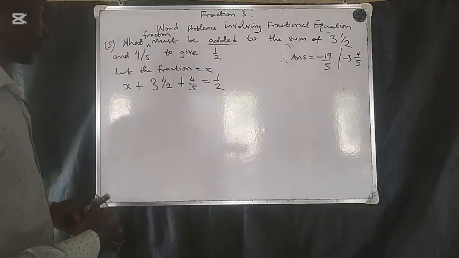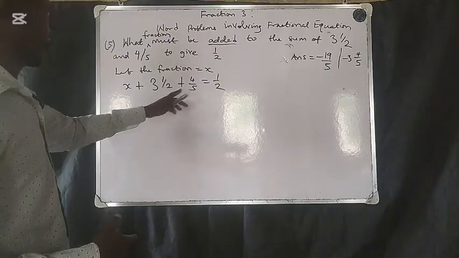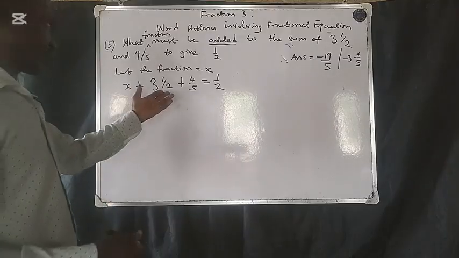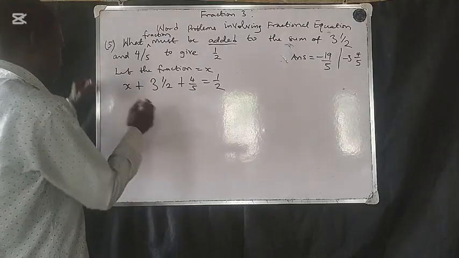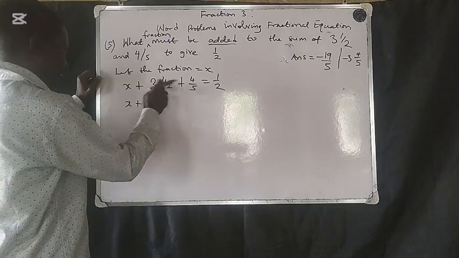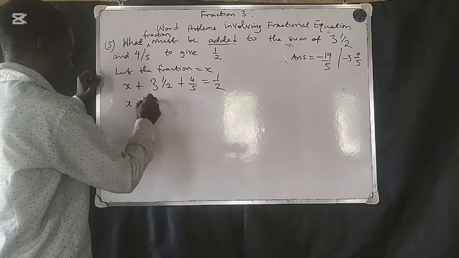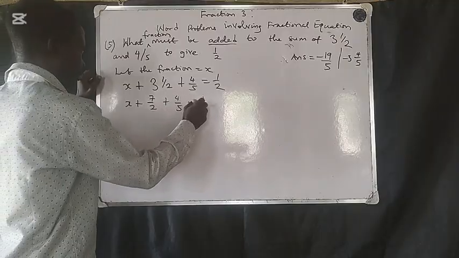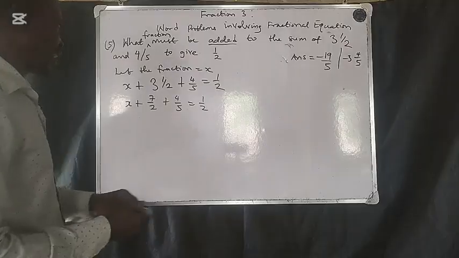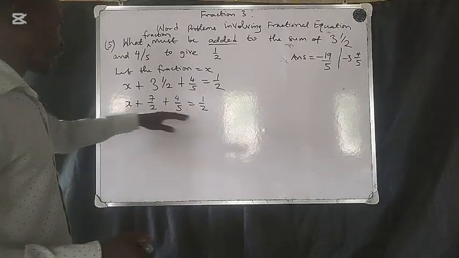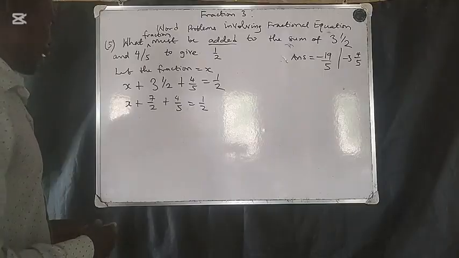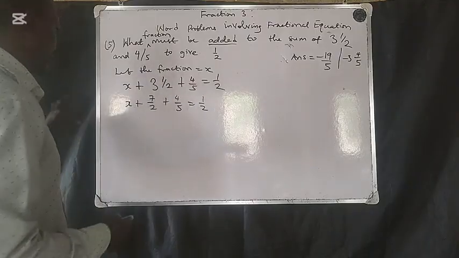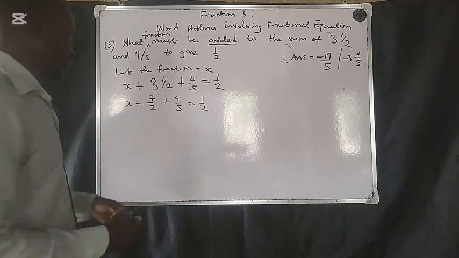What fraction must be added to the sum of 3 and 1 over 2 and 4 over 5 to give 1 over 2? So what we do is first convert this one to an improper fraction. So we have x plus 2 times 3, 6 plus 1, 7 over 2 plus 4 over 5 equals 1 over 2. The next step is to clear the denominator. We clear all the fractions by multiplying each of these fractions by the LCM. And the LCM of 1, 2, 5, and 2 is 10.